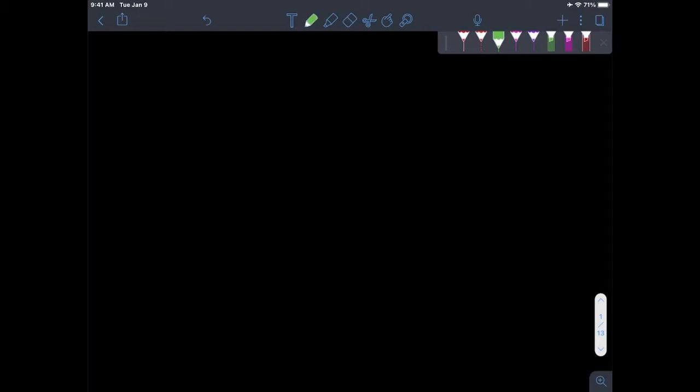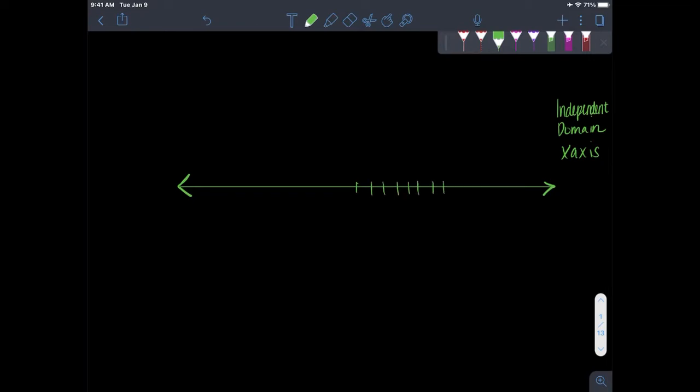First thing, I'm going to draw a line from side to side. This is called my x-axis, remembering that it deals with my domain, also sometimes called the independent variable, and lots of different names. Of course, right in the middle is 0, and we can number all the way out.